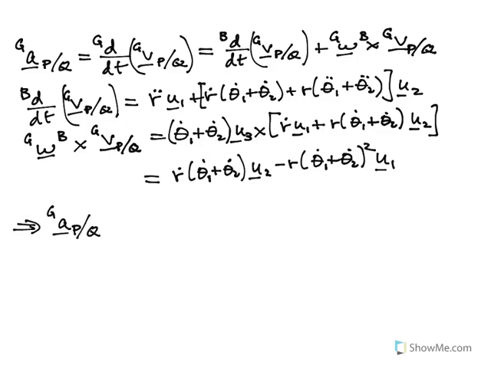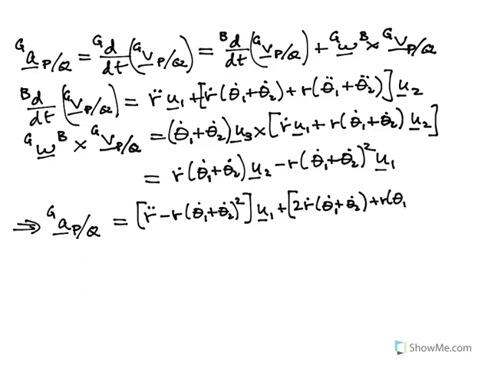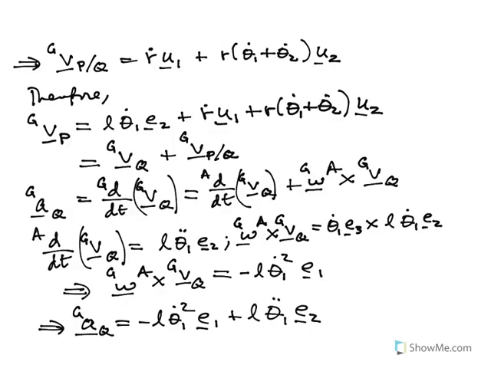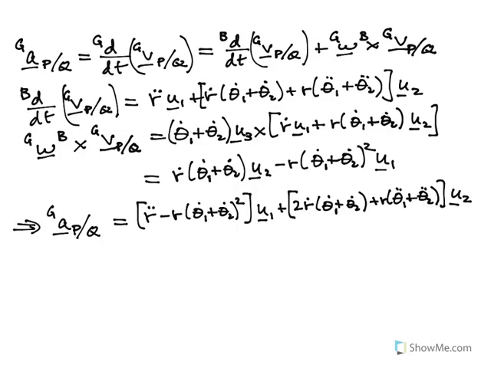which gives that the acceleration of p relative to q in frame G is equal to r double dot minus r times theta 1 dot plus theta 2 dot squared times u1, and then we have to add up all the u2 terms. So we've got 2 r dot times theta 1 dot plus theta 2 dot plus r times theta 1 double dot plus theta 2 double dot times u2. So now we have both pieces. We have the acceleration of q, which we obtained earlier, and we have the acceleration of p relative to q. So the acceleration of point P in frame G, which is then equal to the acceleration of q in G plus the acceleration of p relative to q in G, is equal to, so let's line this up.